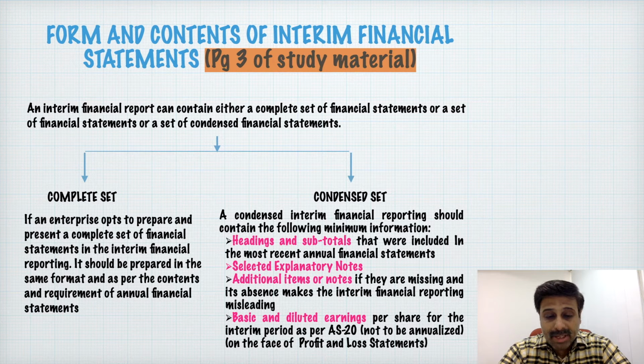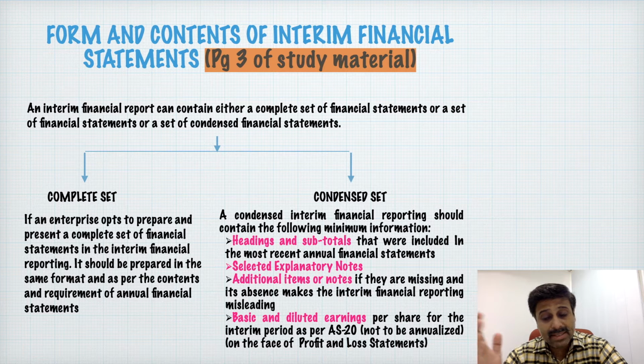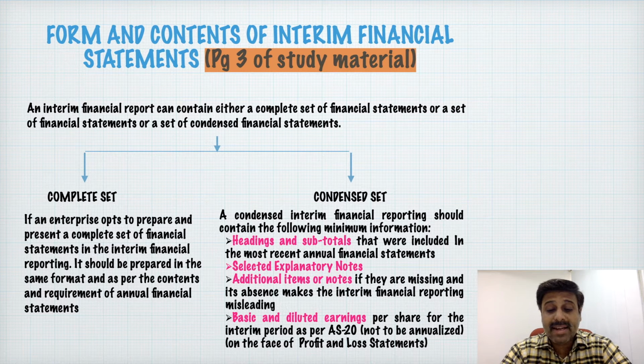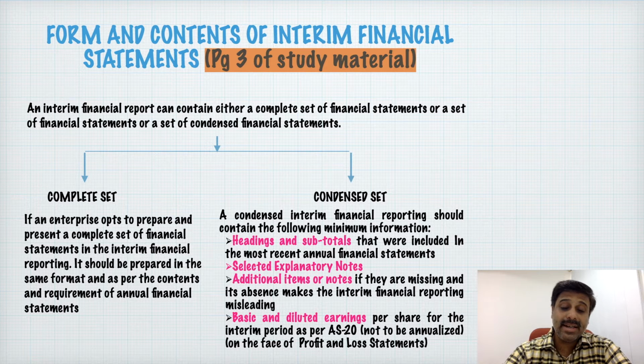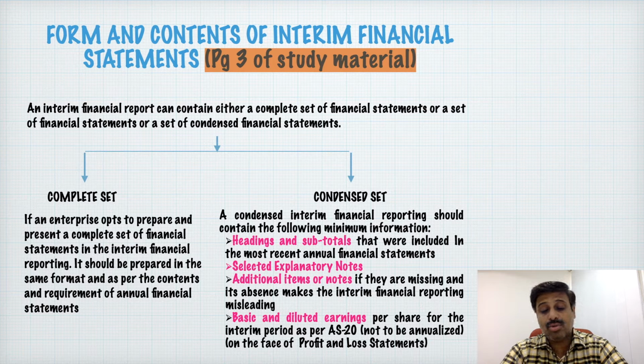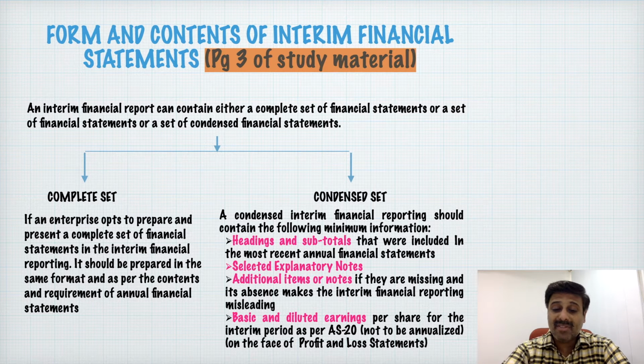Basic and diluted earnings per share for the interim period as per AS 20, not to be annualized, on the face of the profit and loss statement. So as you find basic EPS and diluted EPS, profits attributable to the equity shareholders divided by weighted average number of shares, as you find it in annual statements, same way you'll find it in quarterly statements, and you'll report that also in the condensed set of financial statements. So complete set means exactly the same way as you do it in the annual financial statements. Condensed set means you'll include headings and subtotals which were included in the most recent annual financial statements.